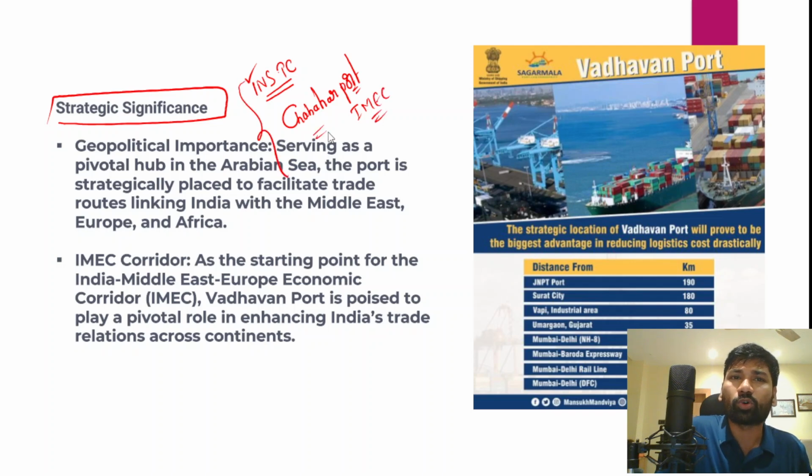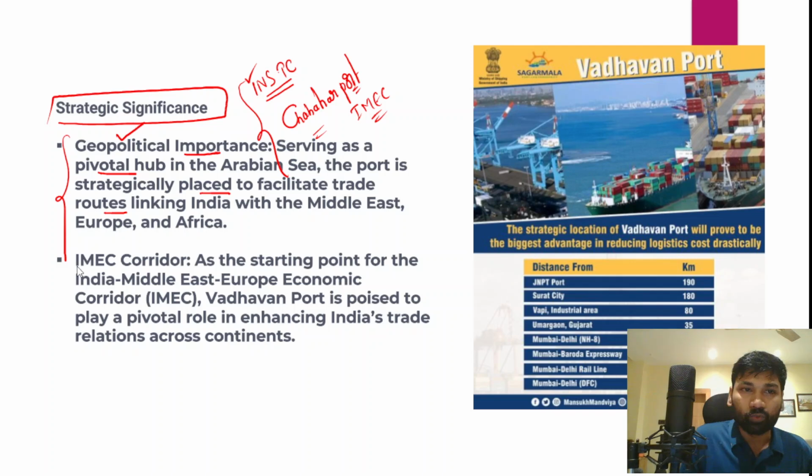Keeping in mind all these projects, it is very important that we have such large-scale port projects, right? So when we look at the geopolitical importance of this Vadhavan port, it would serve as a pivotal hub in the Arabian Sea. Because when you look at the Vadhavan port in Maharashtra, it is strategically placed to facilitate trade routes linking India with the Middle East, Europe, Central Asia, Africa, all those regions. And because of that reason, it has a lot of strategic importance.